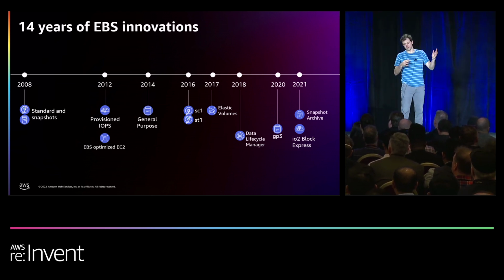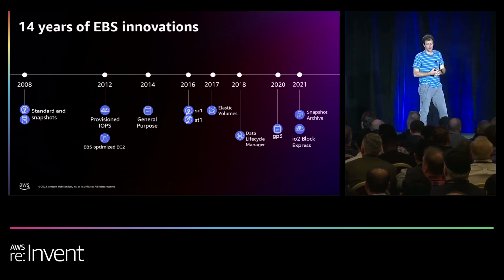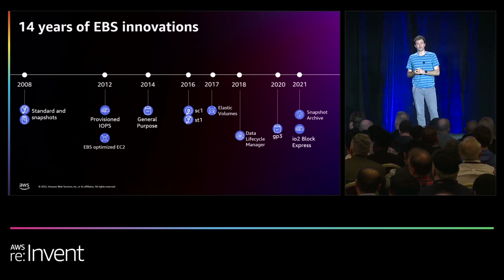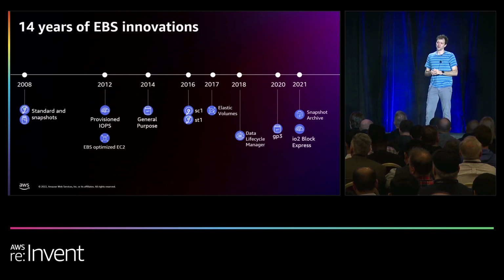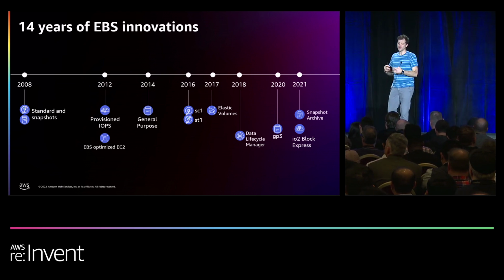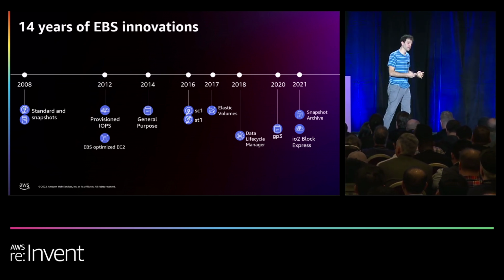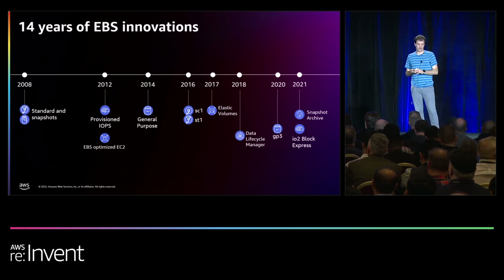And so in 2012, we launched our first SSD volume type. And this was called provisioned IOPS. And we chose the name to be very descriptive, so you can provision IOPS separate from storage. But also, you're not getting best effort IOPS, you're getting provisioned IOPS. So you're gonna get the performance you expect from those IOPS.